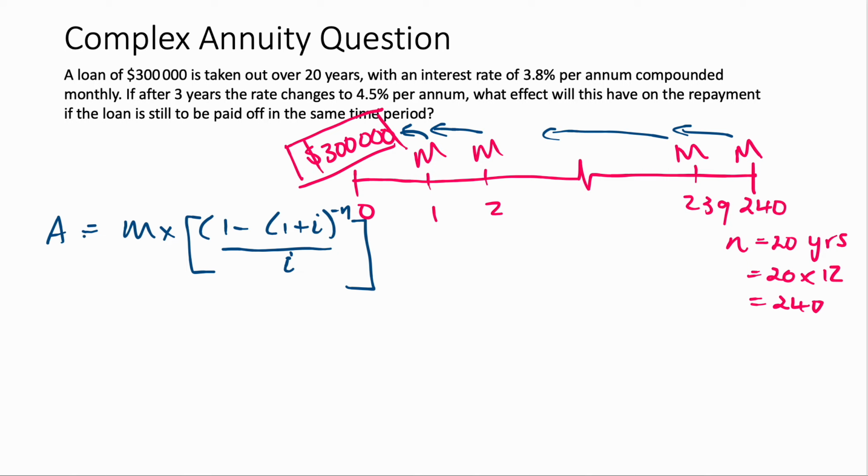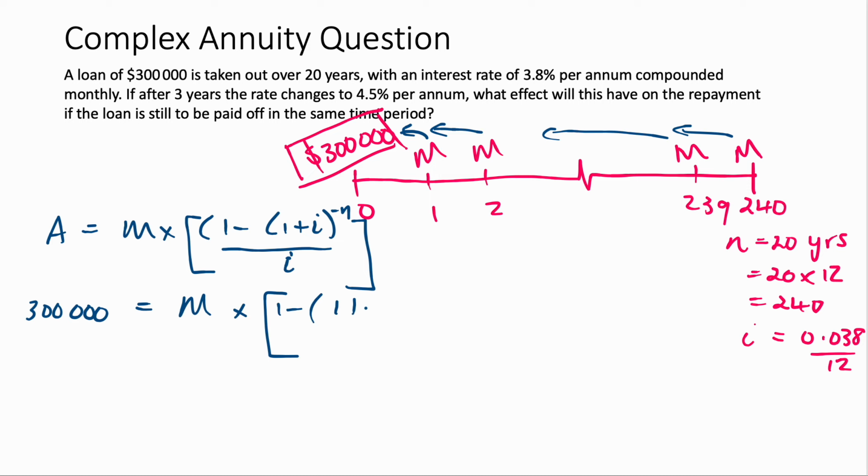Okay, so let's put everything in. Our A is the 300,000. The M is what we need to find. Our interest rate, remember we have to put that in decimal form and divide by the number of compounding periods, so we need to turn it into monthly interest. And then our N is the 240.